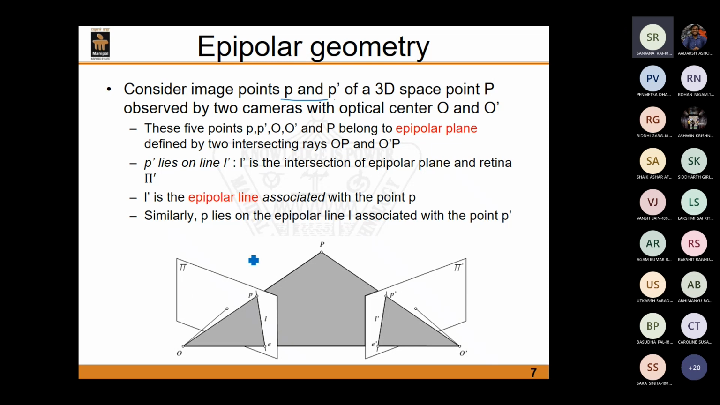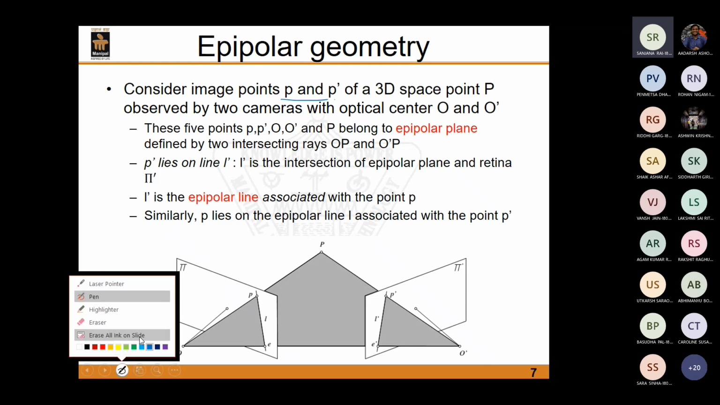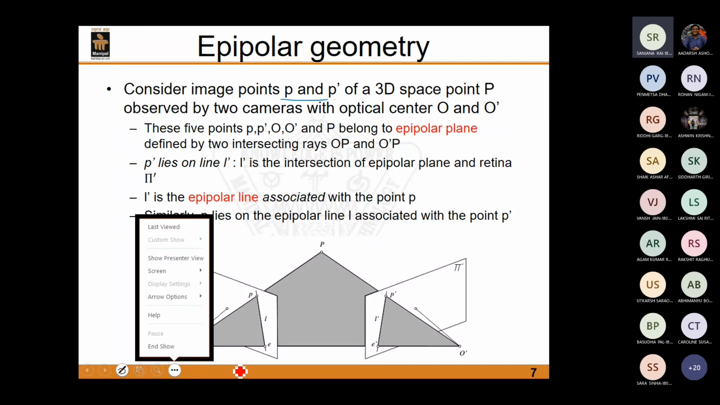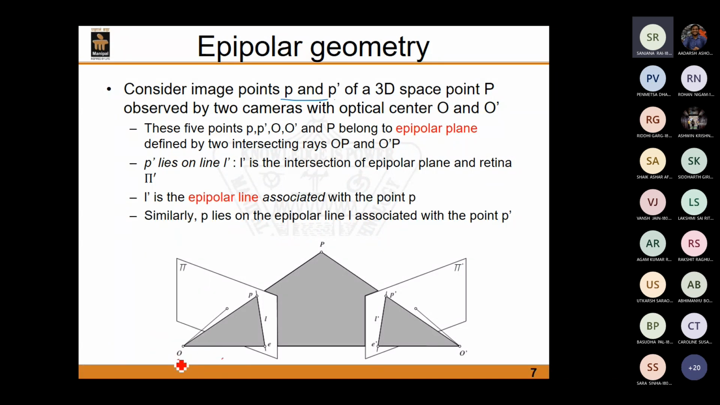If you look at this figure here, what we see is that this O represents the center of the camera which is placed over here, and this O dash represents the camera center of the camera which is placed here. So you have two cameras taking two images of the same scene, in which capital P is a point of that 3D scene that you are capturing. And let's say these are the image planes corresponding to each of those cameras.